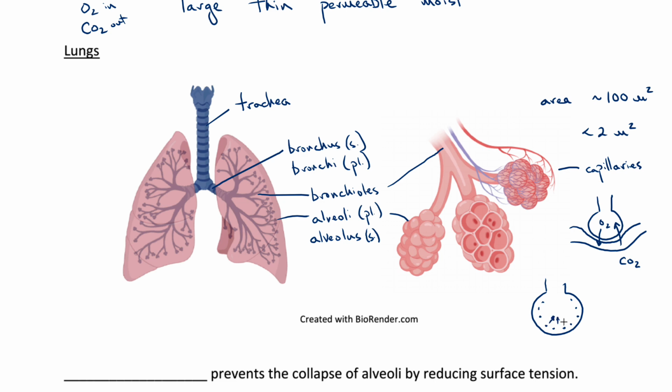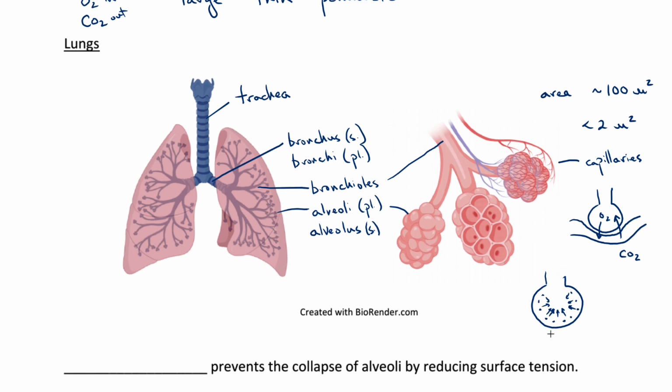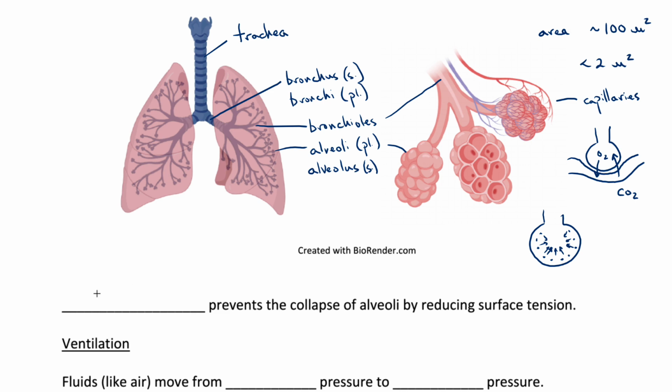They try to pull together because water and its hydrogen bonds give it a lot of cohesion, and that would tend to collapse the alveoli. And so there are special cells that produce a detergent called surfactant, and that surfactant interrupts that surface tension and prevents the collapse of alveoli.